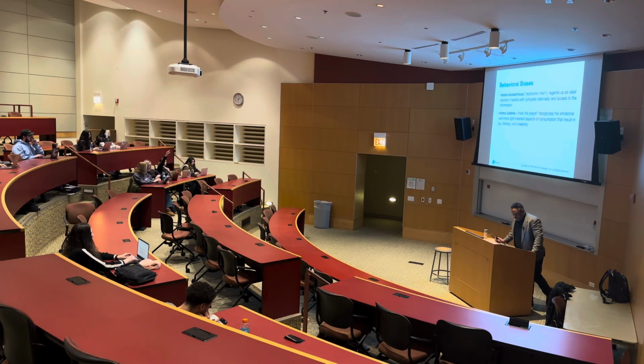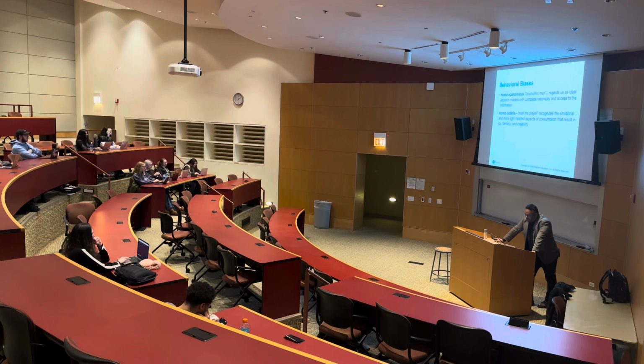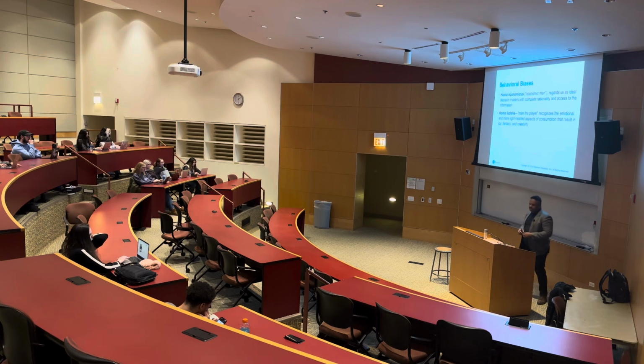Then we have behavioral biases, homo economicus, kind of a play on words. Economic man regards us as ideal decision makers with complete rationality and access to information. So some people think they have the perfect balance of rationality in their decision-making process, which is a complete bias. We think we have it, but there are so many other options.